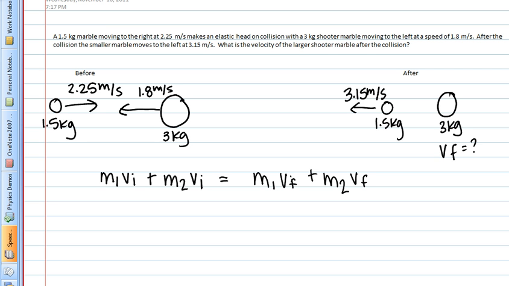This time we have to be a little bit more careful as we plug information in because we have some objects moving to the right and some to the left. Let's call to the right positive and to the left negative.